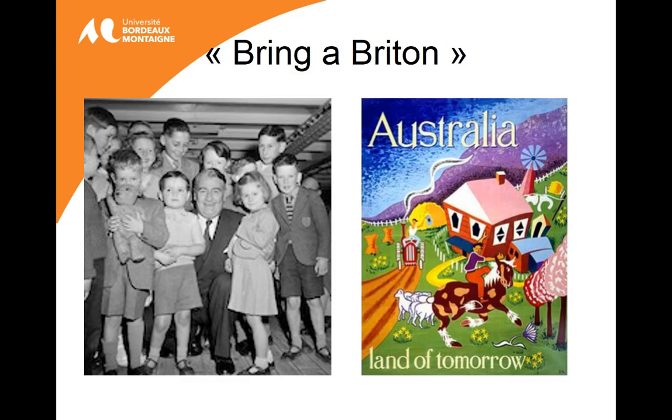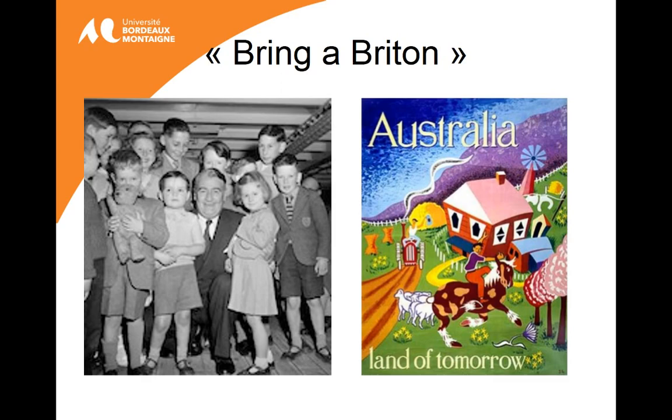So from 1945 to 1975, they tried really to attract as many British people as they could. So of the 1.5 million British immigrants who arrived in Australia in that time, most came out as the result of an assisted passage scheme.